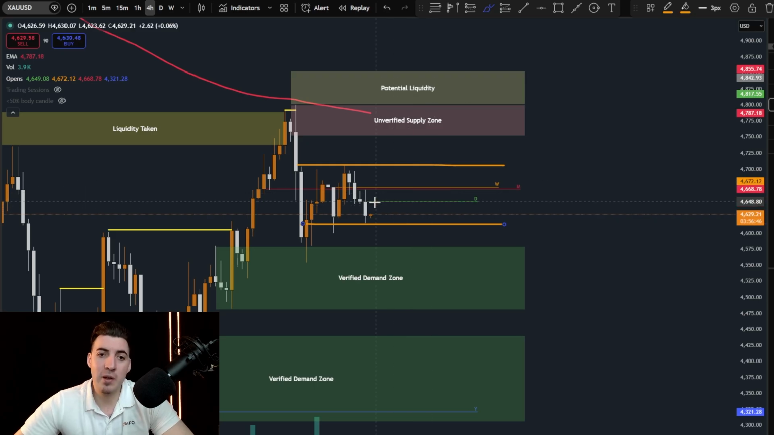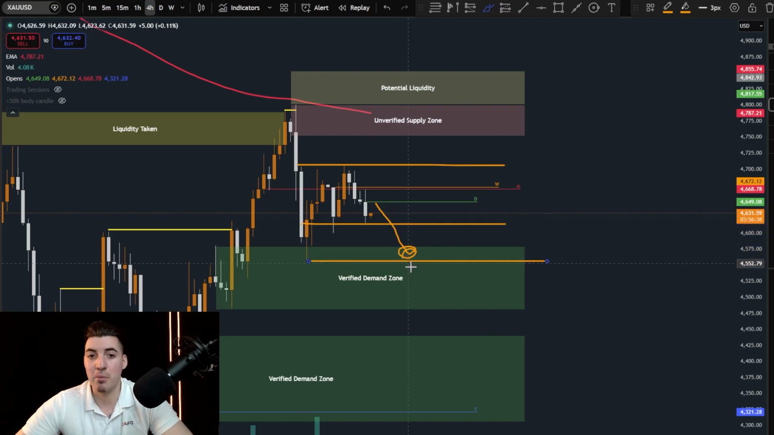And so what we could see is that the price comes down slightly into this verified demand zone. I don't think it will break market structure, at least a full body break into the downside. I think it will come down here and then it will push itself back up. I think there'll be another little reaction here.